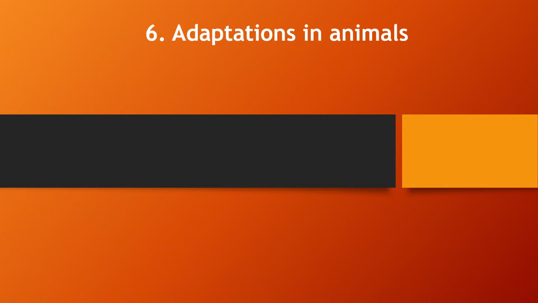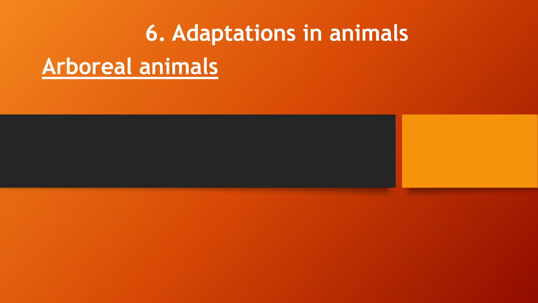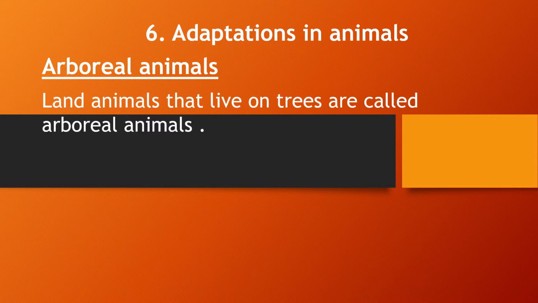In the last class, we learned about some special adaptations of animals that help them to live in their particular habitat. Here, we are going to learn adaptations of animals living in different conditions. The first thing is arboreal animals. Arboreal animals are the animals that spend most of their time on trees.